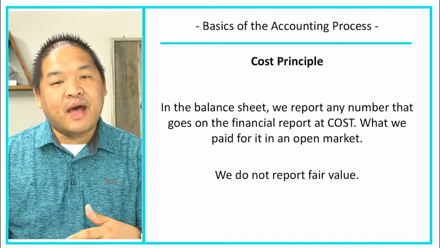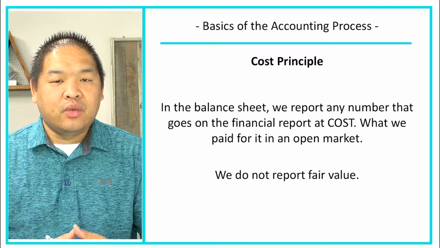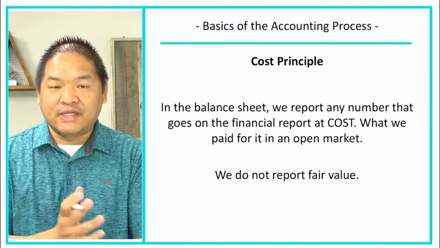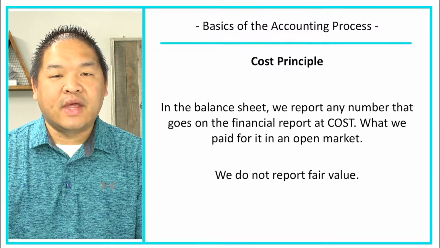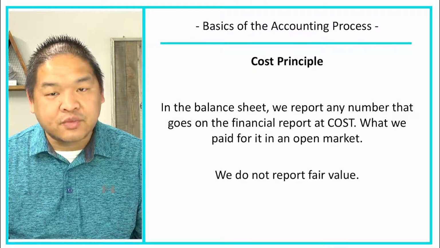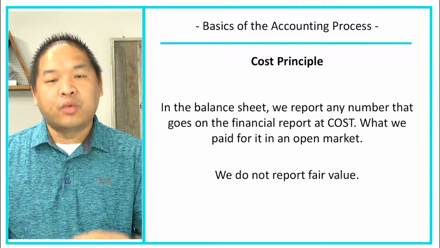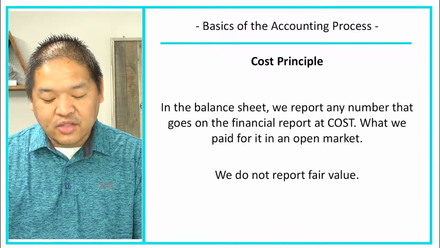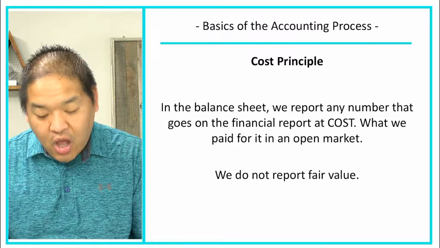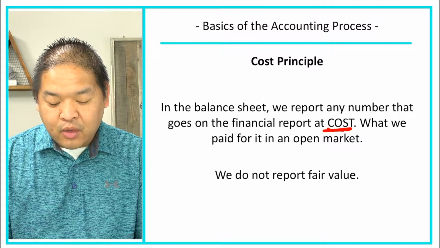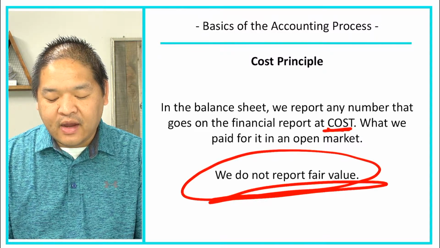Now, when we talk about the balance sheet specifically, we might be thinking about what numbers we need to put into the transaction. Well, there is a principle that accountants have to follow. It's called the cost principle. The cost principle tells us that on the balance sheet, we report any number that goes on the financial reports at cost when we pay for it in an open market. We do not report fair value.